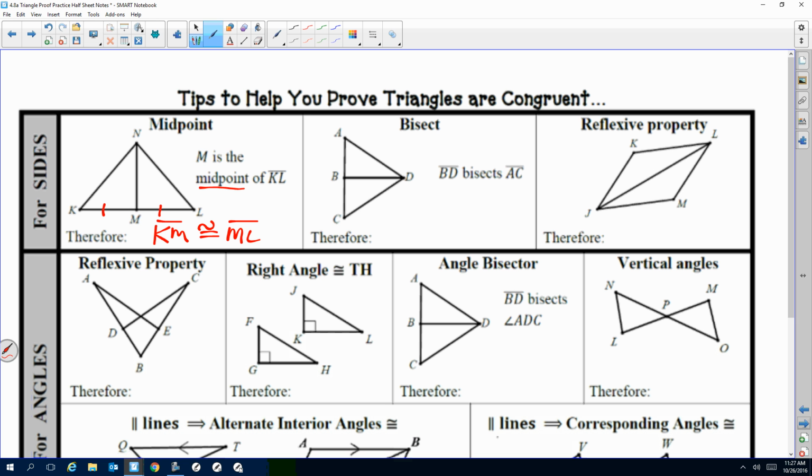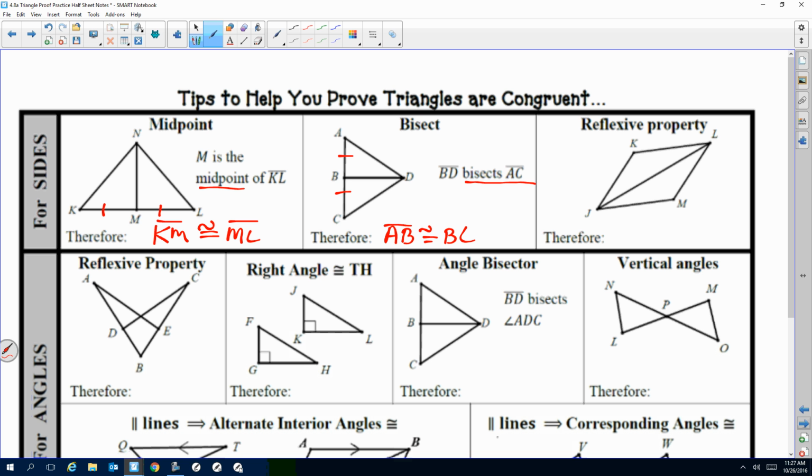If I want to show BD bisects AC, how would I show bisecting? Tick marks on AB and BC. So what conclusion can I draw from this? AB is congruent to BC. What would be my justification, my reason? Definition of bisector. Not an angle yet. We're getting to angle bisector. Right now we're just drawing the conclusion.